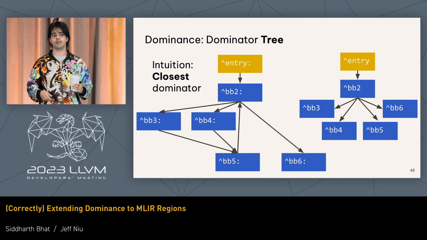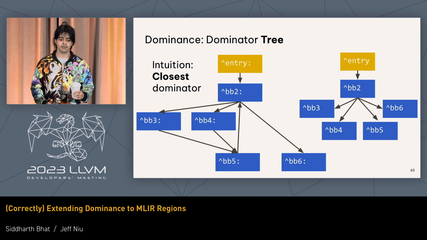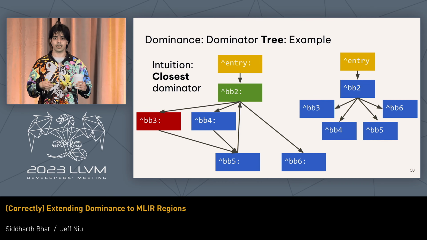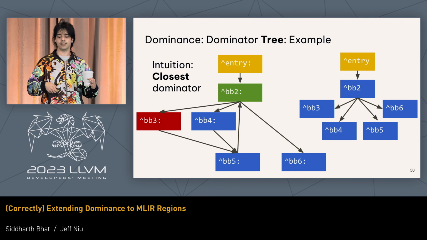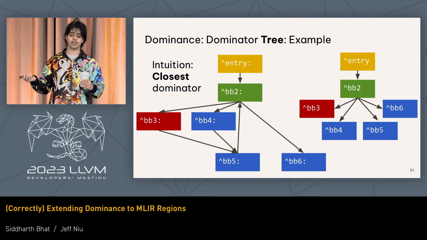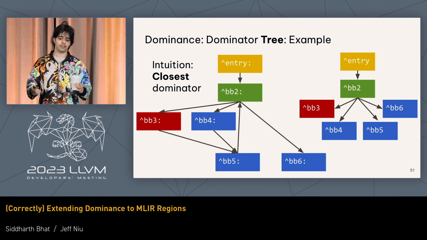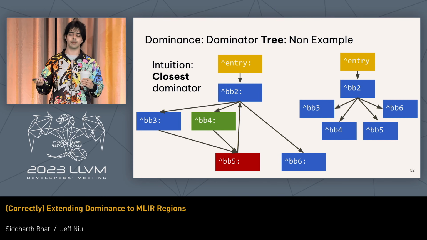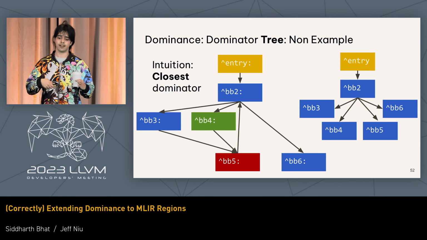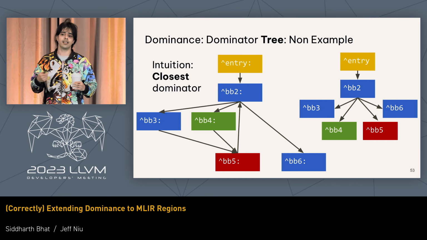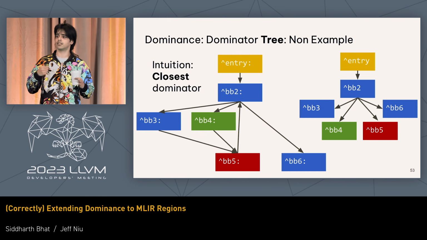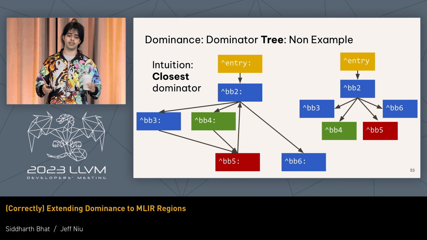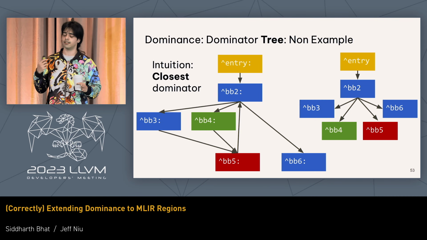How does this actually help us compute dominance? Well, let's try to use it to compute whether 2 dominates 3. As we saw before, it does. And the idea is that in the dominator tree, you check if 2 is a parent of 3. It is, and so therefore 2 dominates 3. Now, for a non-example, if we want to check if 4 dominates 5, we check if 4 is a parent of 5 in the dominator tree. Well, they aren't, they're siblings, and so therefore 4 doesn't dominate 5. So the information of dominance within LLVM is encoded within this data structure called a dominator tree.